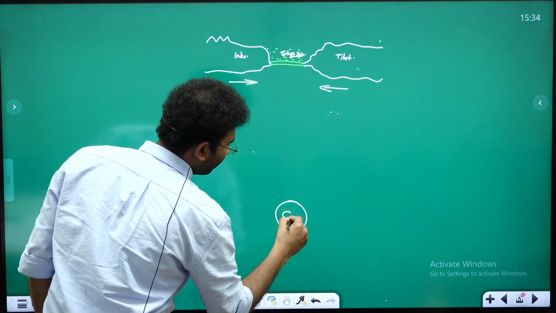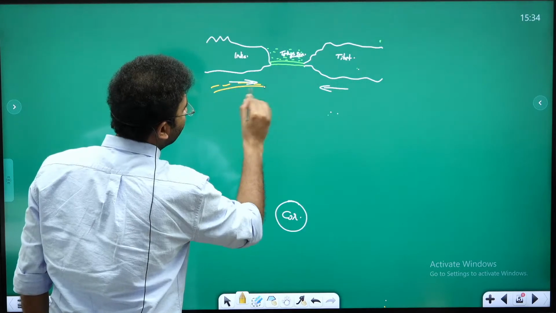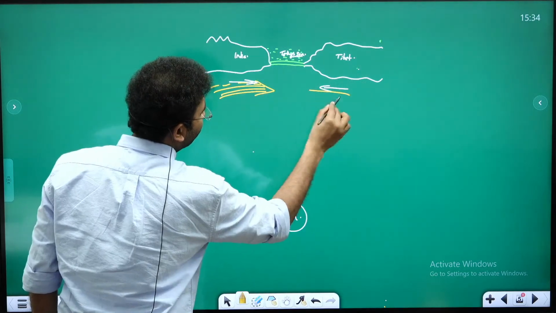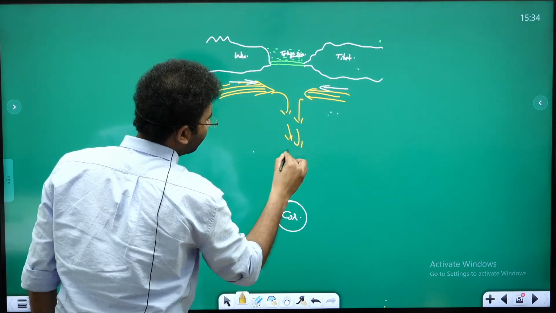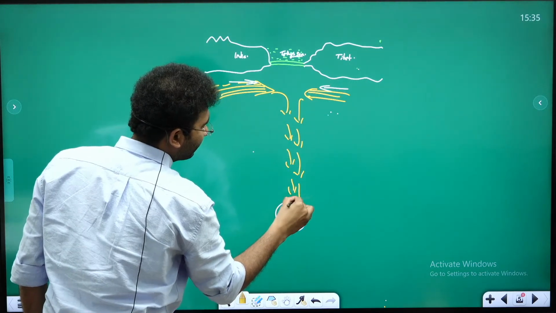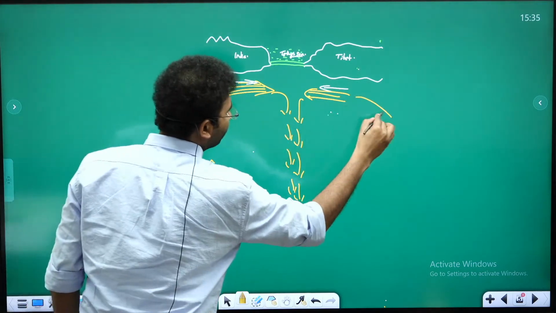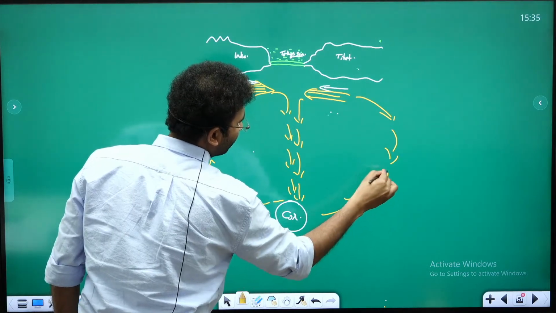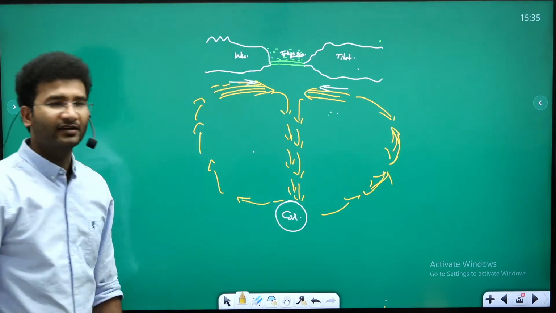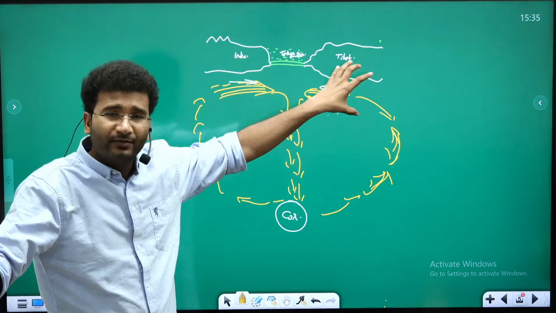Suppose this is your core, and above the core, if this material or the mantle convectional cell is moving in this direction, it comes and sinks. As it sinks, there is a big mantle convectional cell which has been formed, right? This is how there is a mantle convectional cell, because of which the Indian plate is also moving, and the Tibetan plate is also moving.